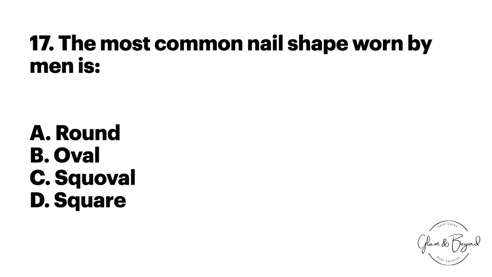Number 17, the most common nail shape worn by men is A, round, B, oval, C, squoval, D, square. The answer is A, round.